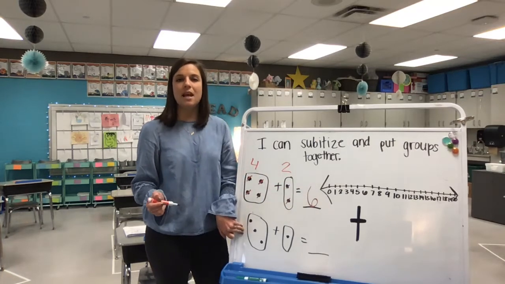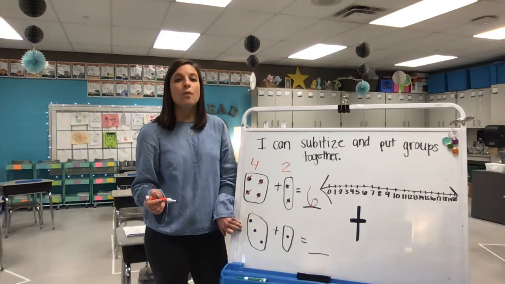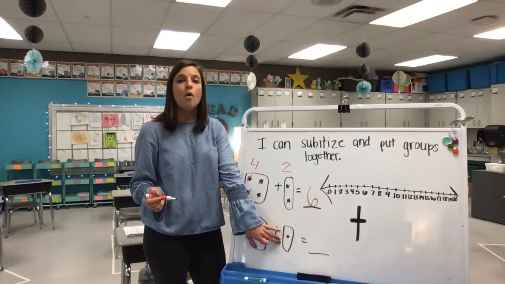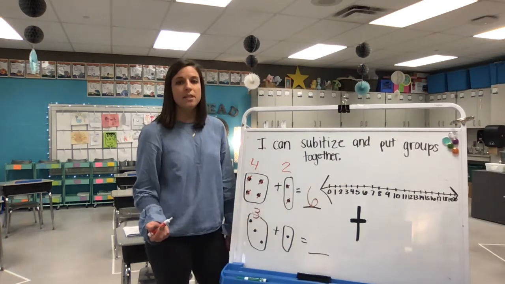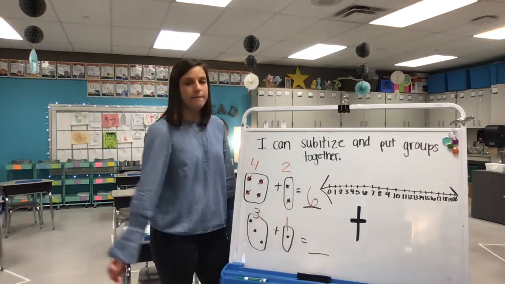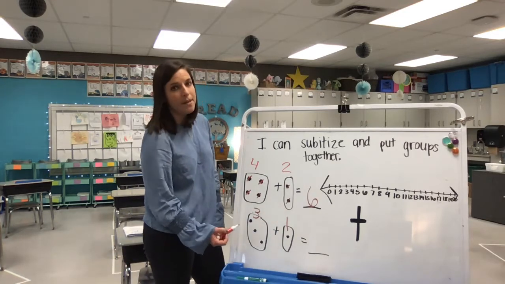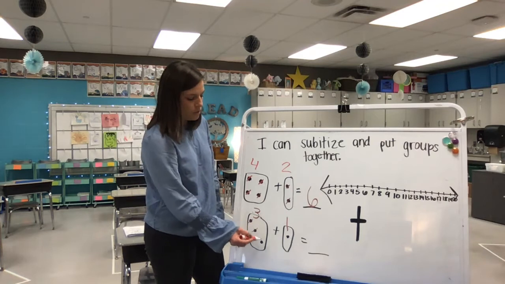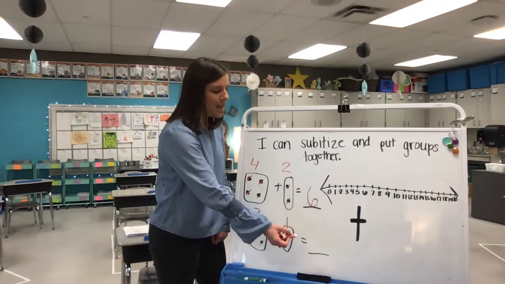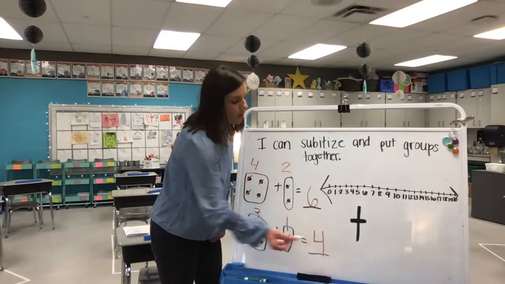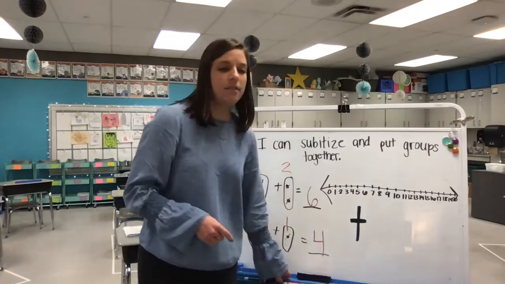Let's subitize the next groups and add together. How many do you see in the first group? 3. How many in the second group? 1. So I'm going to write a 3 to remind myself there's a 3 and a 1. So now I'm putting a group of 3 and a group of 1 together. Let's count how many there are all together. 1, 2, 3, 4. So 3 and 1 is 4, or 3 add 1 equals 4. That's what we're going to do on our activity sheet.